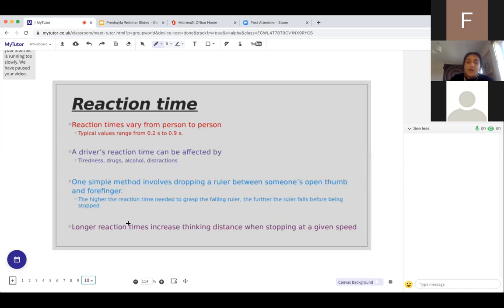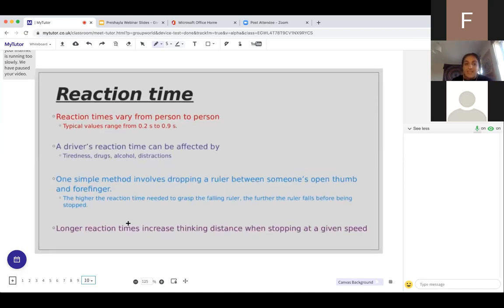Okay, so reaction time. Reaction time is a really, really important aspect of experiments for all scientists. Reaction time can really skew an experiment. If somebody's tired that day, if they're under the influence of alcohol, if they're under the influence of drugs, or if they're simply distracted by something else, reaction time can become a lot longer than it's supposed to be. Which, as you can imagine, can really put an experiment's results out. So reaction times do vary from person to person. Children generally tend to have a better reaction time than older people. Typical values range from 0.2 to 0.9. As I said, reaction time can be affected by a number of things such as drugs, alcohol, tiredness and distractions.